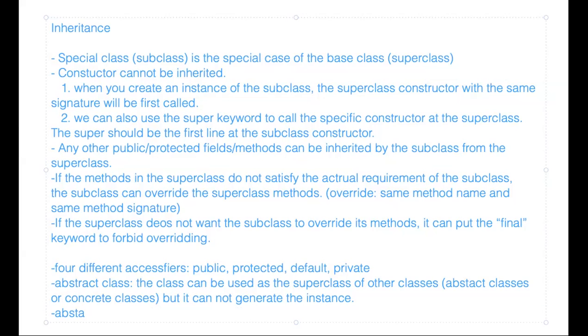We also have abstract methods. An abstract method is a method that only has the header without a body. If your class has abstract methods, this class should be declared as an abstract class. An abstract class can have no abstract methods, okay? So this is the relationship.